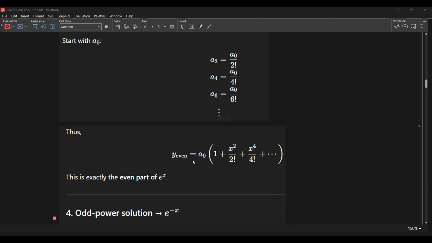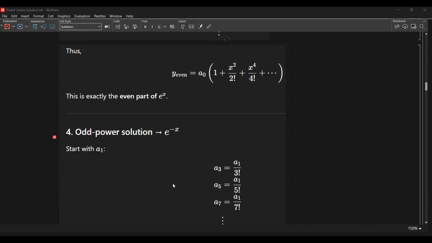So the even solution is c sub 0 times the sum of 1 plus x squared over 2 factorial plus x to the fourth over 4 factorial plus other terms here. This is exactly the even part of e to the x.